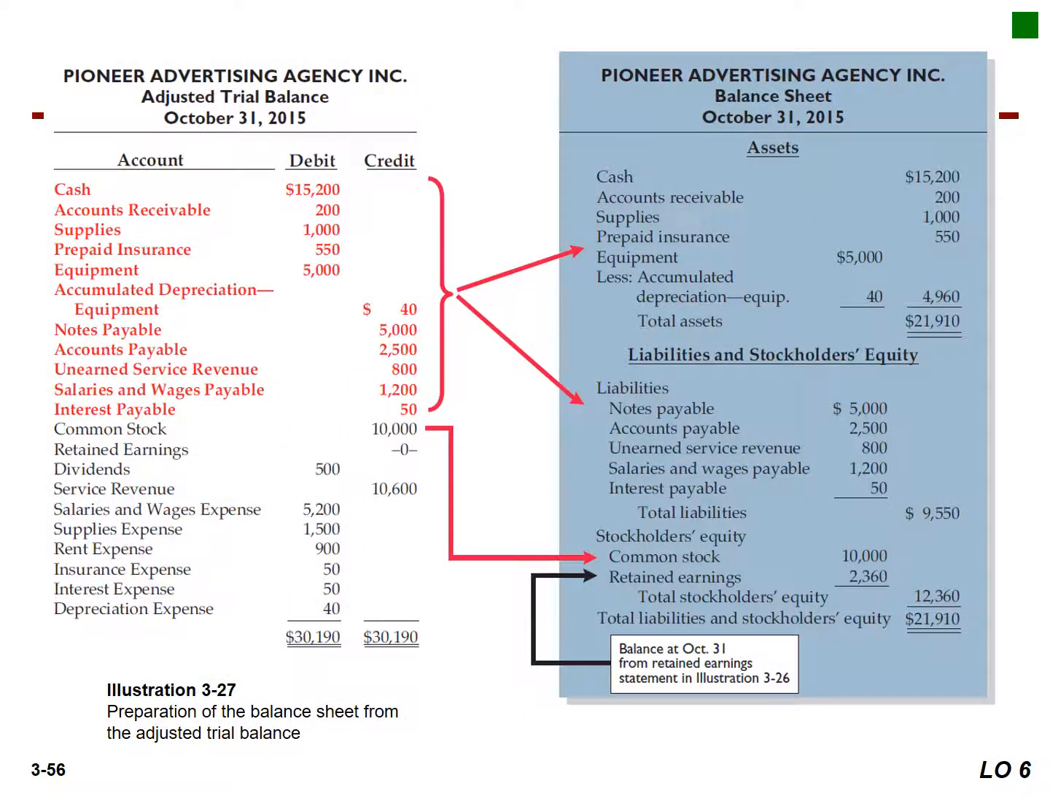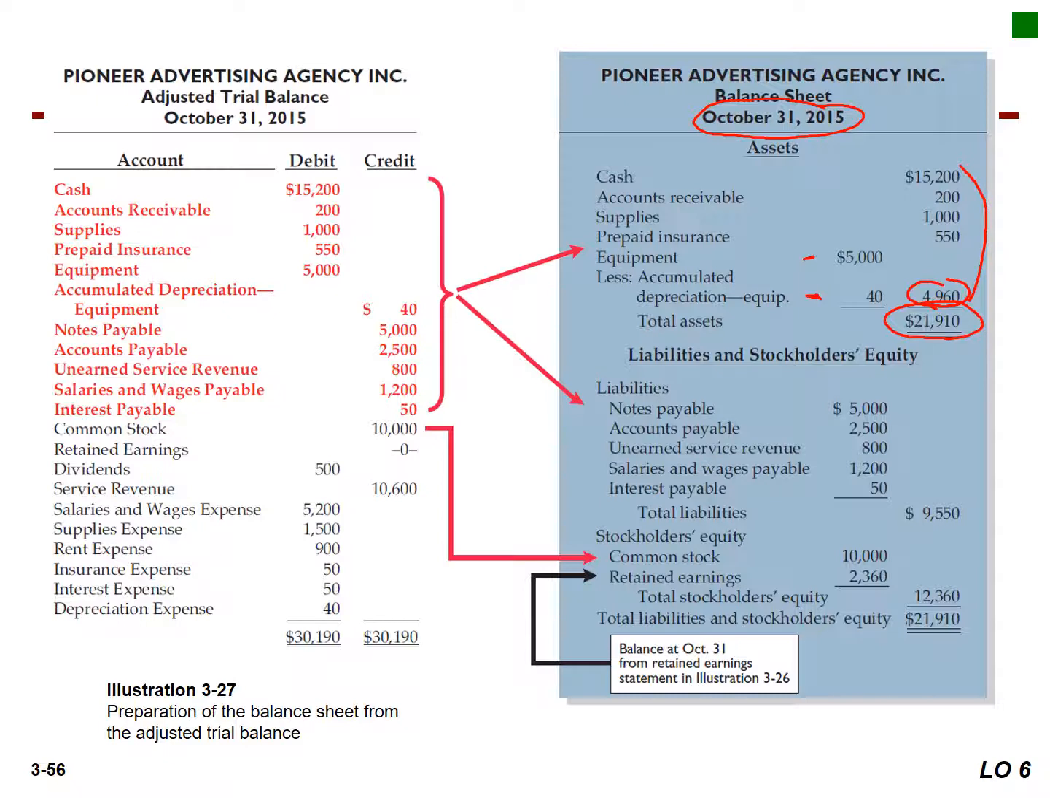Now here is our balance sheet. Remember, our balance sheet is prepared as of one point in time. So at the close of business on October 31st, these are the balances in all of our asset, liability, and stockholders' equity accounts. We first list our assets. Remember, our equipment account, we're going to subtract out this accumulated depreciation that we recorded so that we show our book value here on our equipment. We total our assets and see our total assets is $21,910.